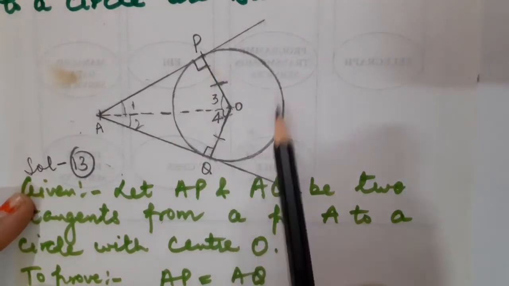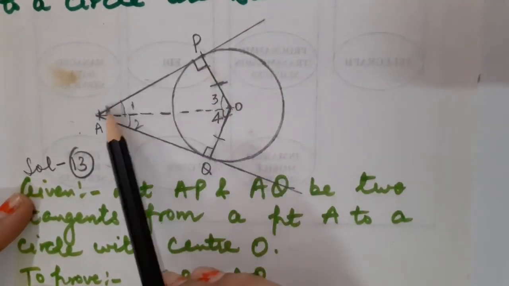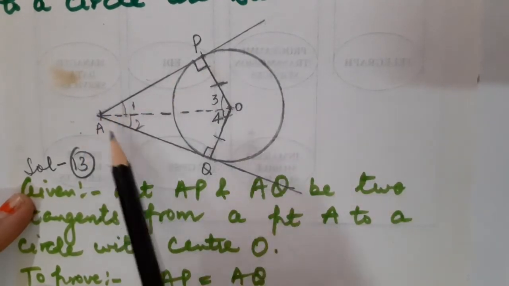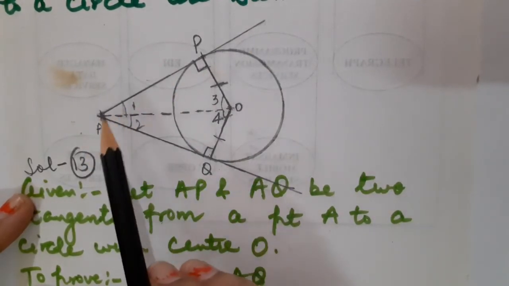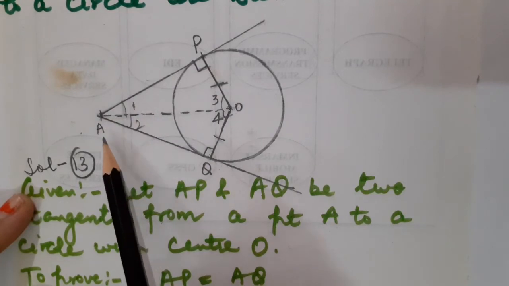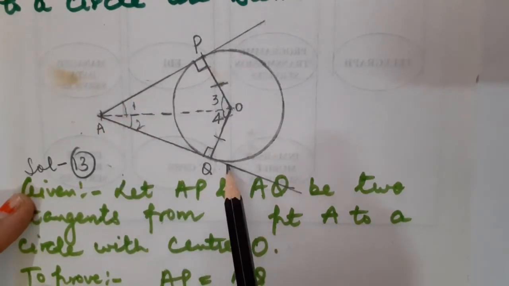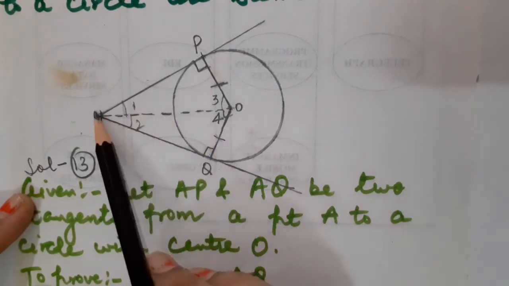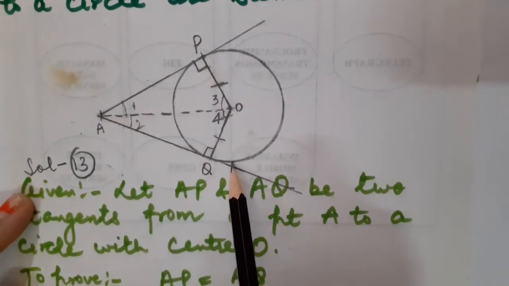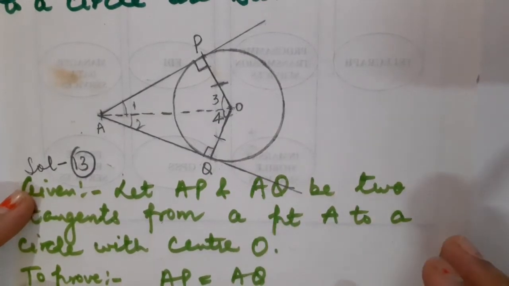There is a circle with center point O. We have to tell that the length of the tangents drawn from the external point. Here children, you know that A is the external point. AP and AQ, they both are the tangent to the circle. We have to tell that AP is equal to AQ. Correct, children? So let us start.